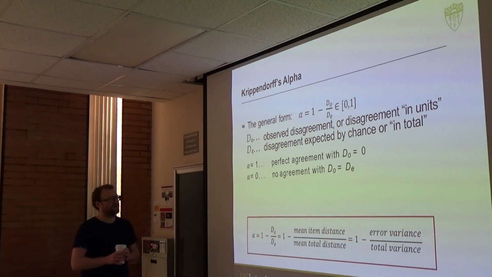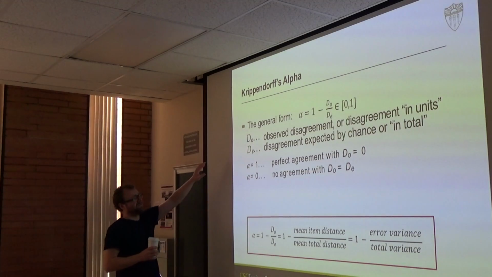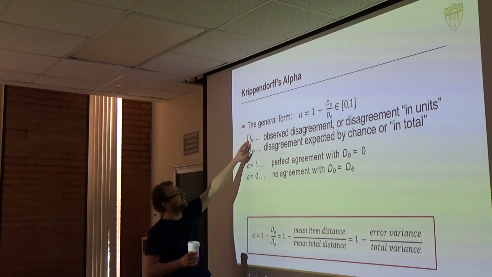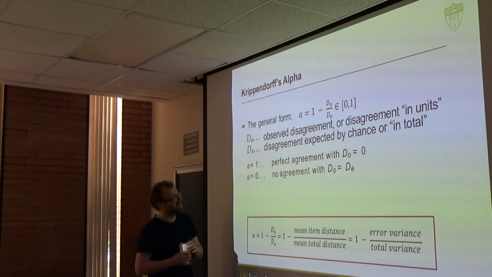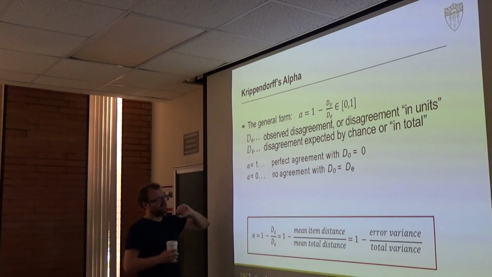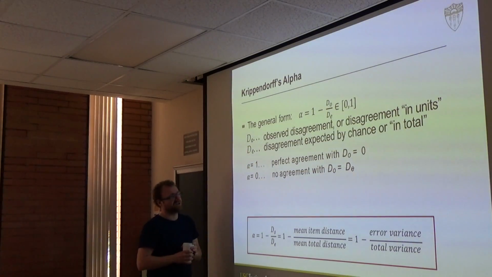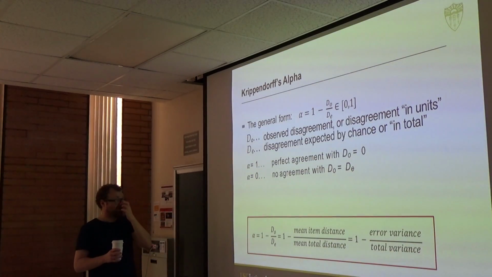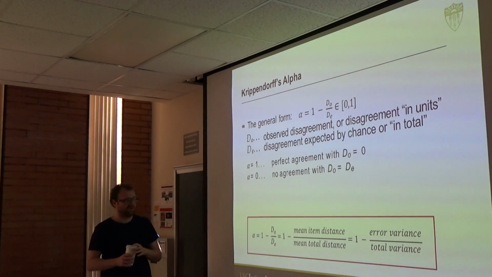The way Krippendorff's alpha is computed is the following. D_O is the observed disagreement, or disagreement in units, and we'll see how that looks. And D_E is the disagreement expected by chance, or in total. And again, 1 is perfect agreement, 0 is no agreement at all.